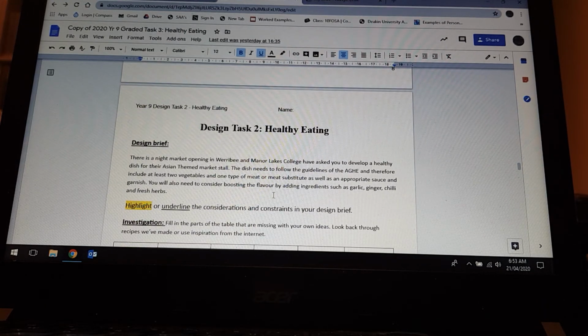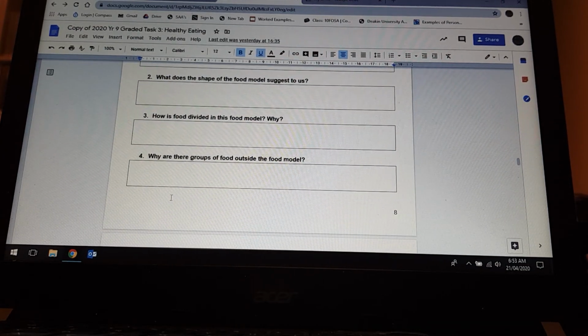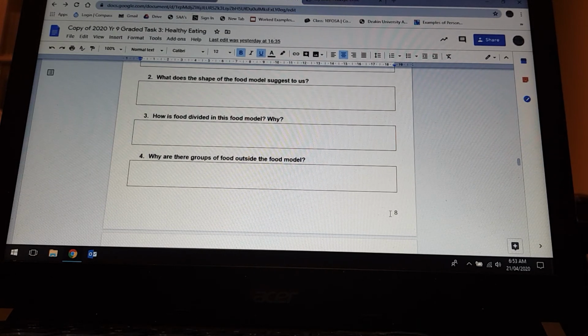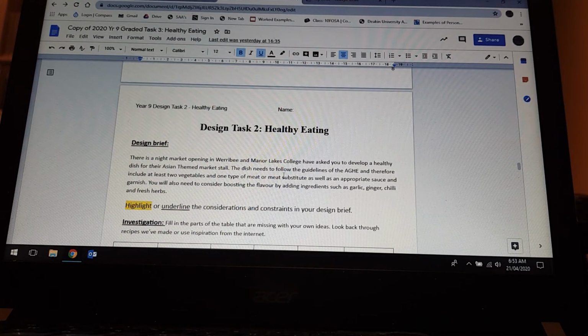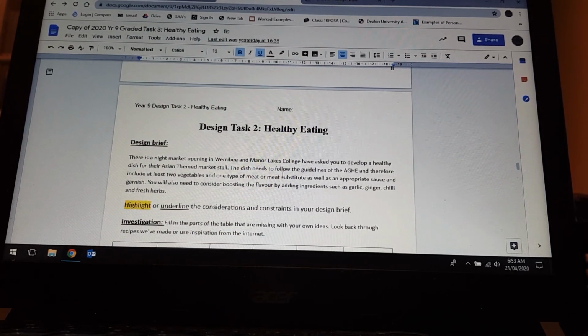Then we move on to our design task, healthy eating. Now I'm going to stop the video here because this is going to be for the following week. All I need you to do is to complete all the tasks and read all the information up to page 8. The second half of this video will be talking about the design task.